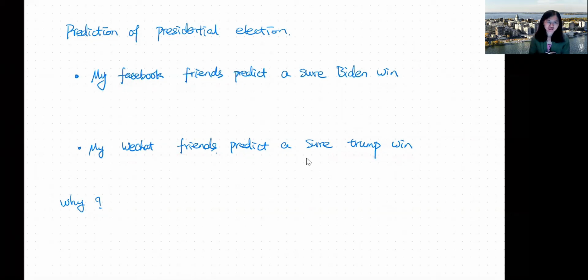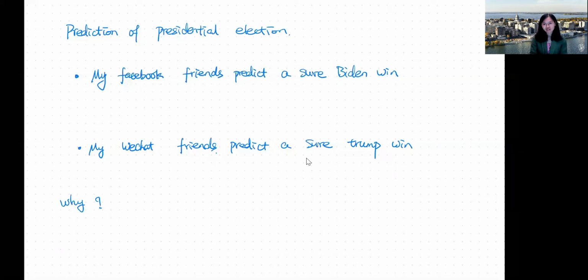Why are they so different? Well, I do not know why. My hunch is that my Facebook friends are mostly university professors who are more liberal, and they have friends who are more liberal as well. So what they observe is a group of people who are much more liberal than the general US population. And among this more liberal population, clearly the support rate of Biden is much higher.